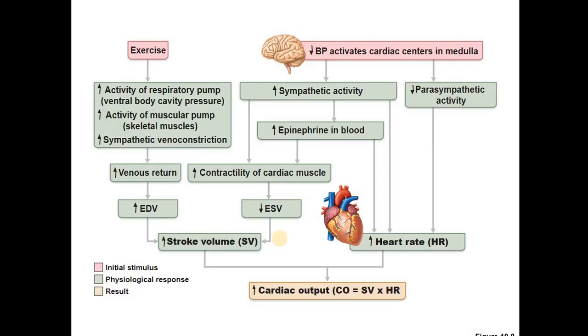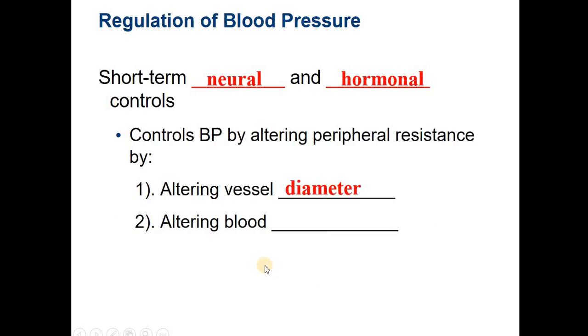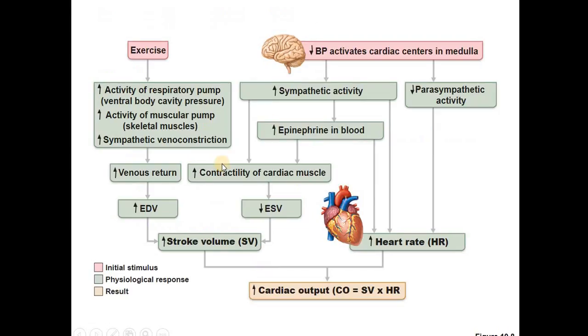So here's a picture visual giving you an idea of factors that can increase the cardiac output. Exercise, I'm sorry, I went too fast. Exercise increases the activity of your respiratory pump, muscular pump, and your sympathetic venoconstriction, which is affecting your veins and the rate at which blood is returning. This affects your stroke volume and so forth.